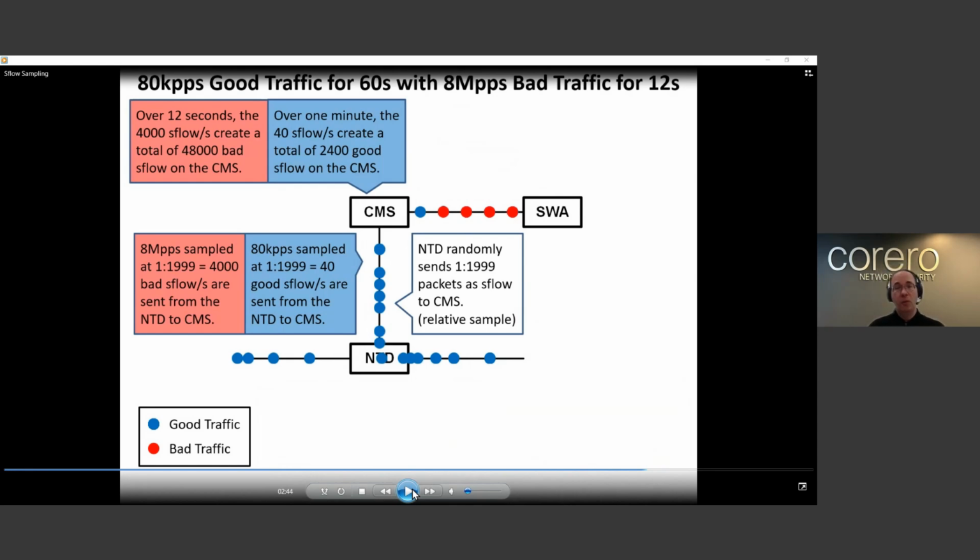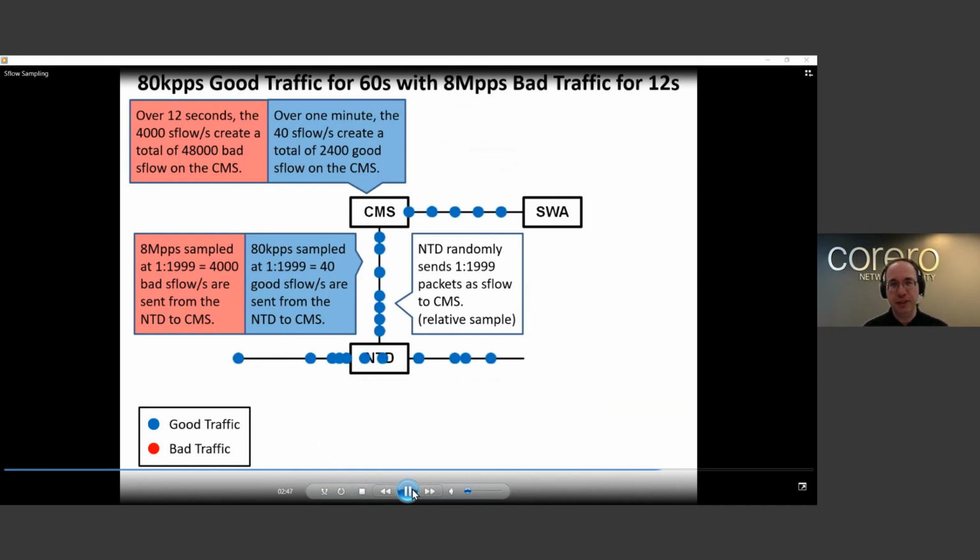So when that 8 million is coming in and the CMS is basically getting almost all bad samples, when it randomly picks the 5 a second to send to the SWA, pretty much for that 12 seconds, mathematically, pretty much all of them are going to be bad. Like all 5 out of 5 are going to be bad. You might get lucky and get a good one in there, but statistically, no. They're all going to be red. They're all going to be bad for that 12 seconds.